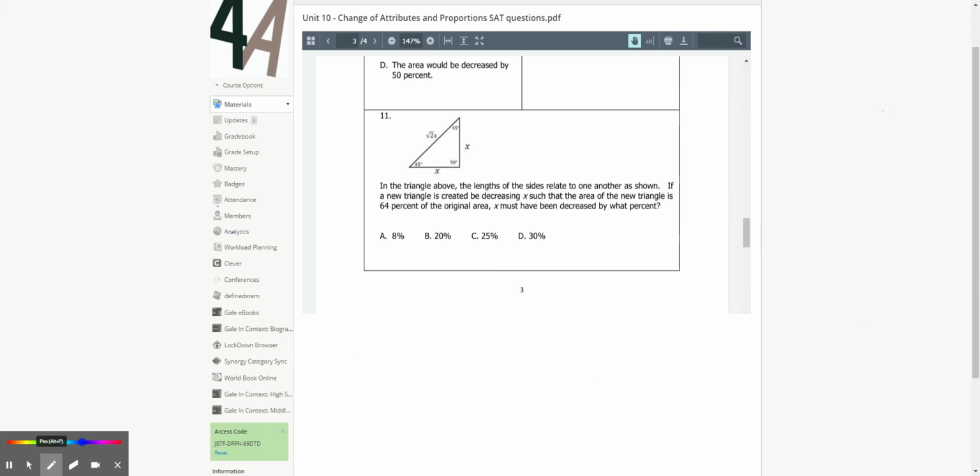In the triangle above, the lengths of the sides relate to one another as shown. So that's x, x, and x square root of 2, because it's 45, 45, 90. If a new triangle is created by decreasing x, such that the area of the new triangle is 64%. So if we say this area equals 1, and that's going to be whatever x or the s squared is, right? Then our new triangle, A equals 0.64.